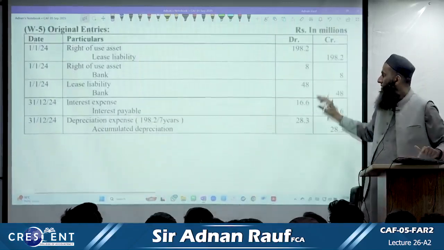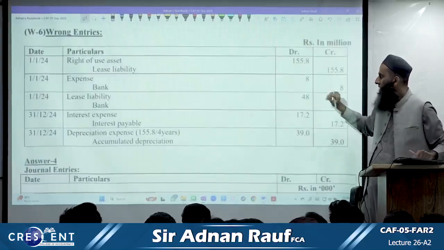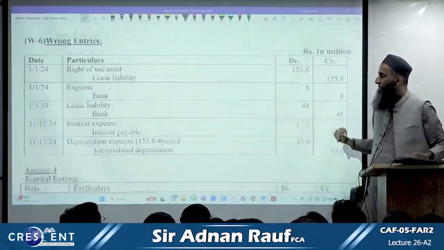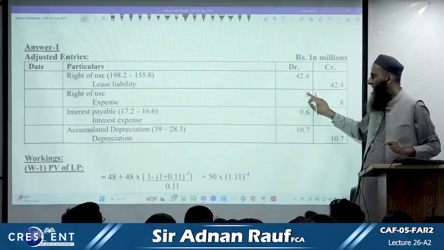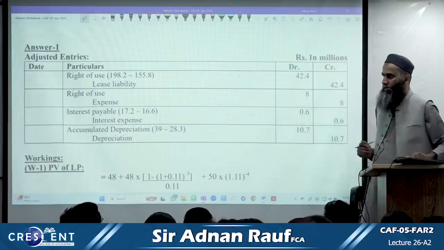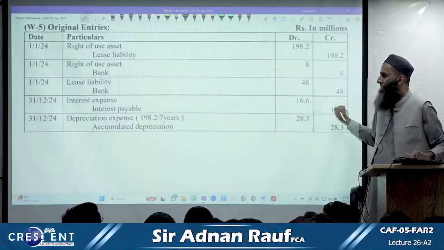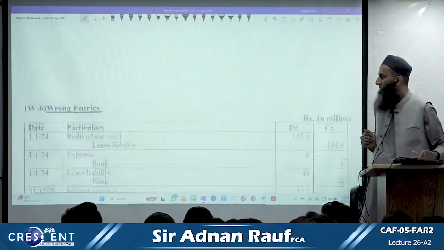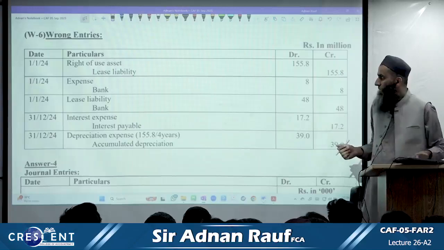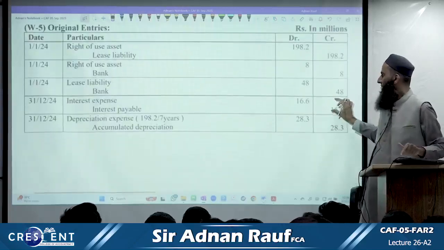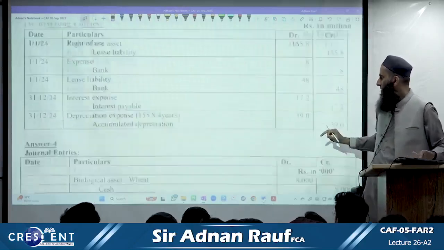Next. Where should IDC have gone? In ROU. Where did it go? In expense. What should I do? Put it in ROU and remove it from expense. Lease liability, bank credit. First rental: lease liability, bank credit. There is no need to rectify this entry. Interest 166 is correct and 17 is wrong.